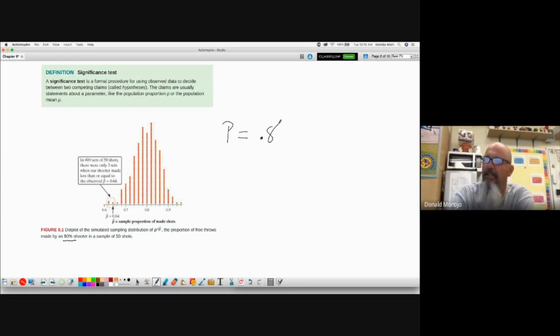Well, this season, he shot 50 free throws and he made 32 of them. So his sample proportion, p hat, the statistic, the data that we gathered for this season, we saw that he only shot 64%. Do we really believe him that he shoots 80% if he only made 32 out of 50? Do we believe that that's true? His claim is, yeah, you know what, I shoot 80% free throws.